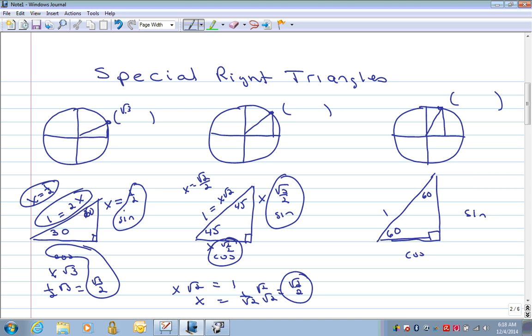So we have the square root of 3 over 2 and 1/2. We have the square root of 2 over 2. And now we're going to do the 60. Oh, and I wrote that wrong too. 30. All right, so for 60, 30, things just flip-flop. We've already figured that out.